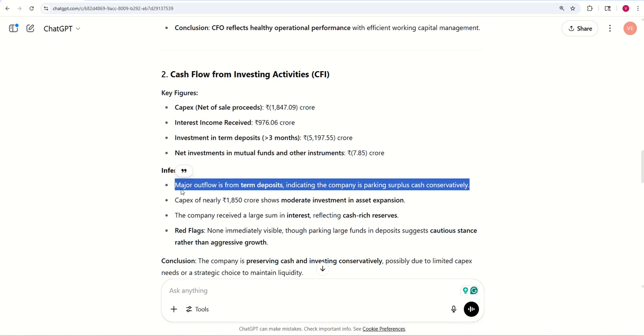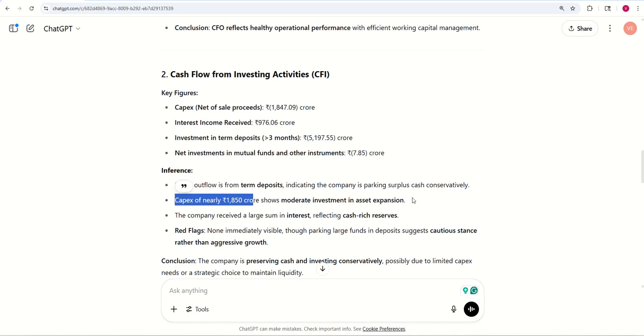Again, this is what I'm telling you. The model can generate such insights which we normally fail to see in our regular analysis. Capex of 1847 crores shows moderate investment, and there's a huge amount received as interest, which reflects cash-rich reserves. Red flags: none immediately visible, though parking large funds in deposits suggests a cautious stance on aggressive growth.